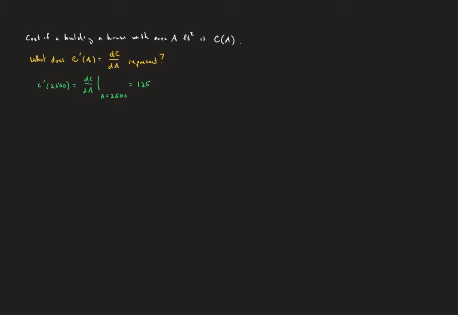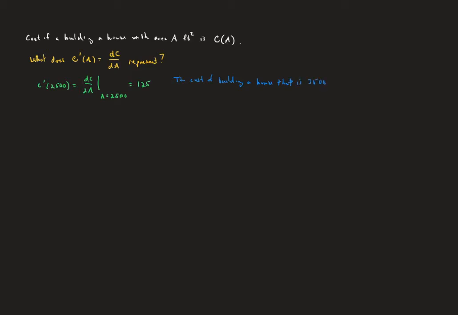Can we use the correct units? Again, it's a rate of change. Since that's a positive, that means it's going to be increasing. So the cost of building a house that we've already made, that is 2,500 square feet.